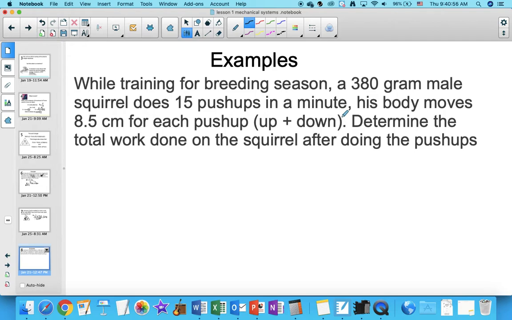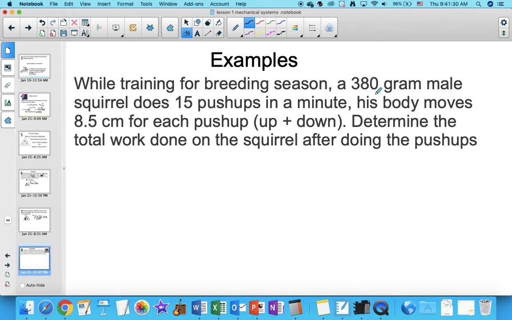Let's try another one. While training for breeding season, a 380-gram male squirrel does 15 push-ups in a minute. So his body moves 8.5 centimeters for each push-up. That's up and down. Determine the total work done on the squirrel after doing the push-ups. Well, we know he does 15 push-ups, right? We know he moves 8.5 centimeters for each push-up. That's including the up and down. And we know that he has a mass of 380 grams.